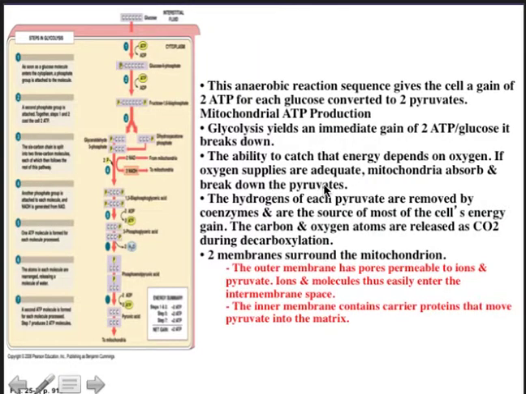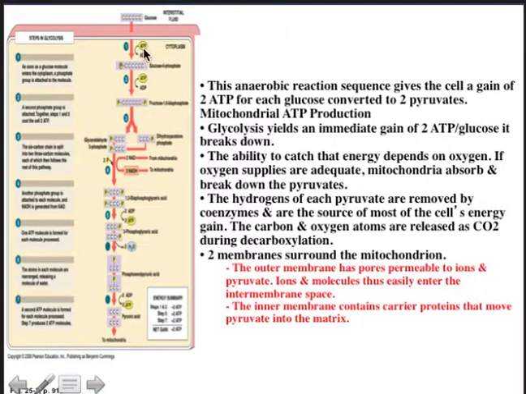Now, what you're looking at here, if we zoom in on this series of reactions, is the initial steps of glycolysis, the production of pyruvate, and then the transfer of pyruvate into the mitochondria. At that point, we generate a molecule called acetyl-CoA, and it's the acetyl-CoA that directly enters the Krebs cycle, which we're going to talk about on the next page.